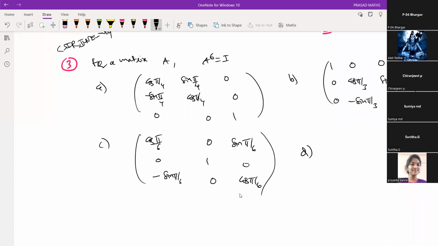T is cos pi by 2, sin pi by 2, 0, minus sin pi by 2, cos pi by 2, 0, 0, 0, 1.